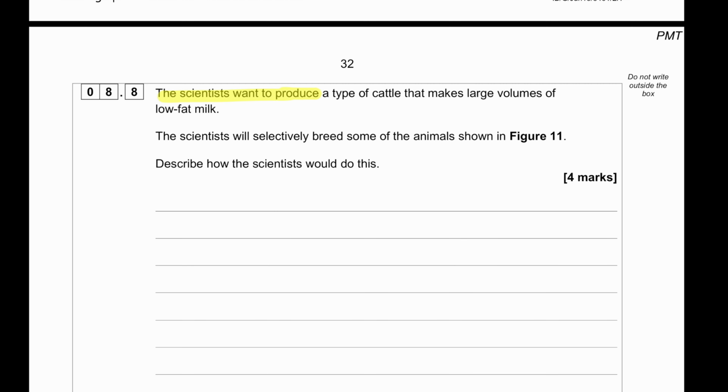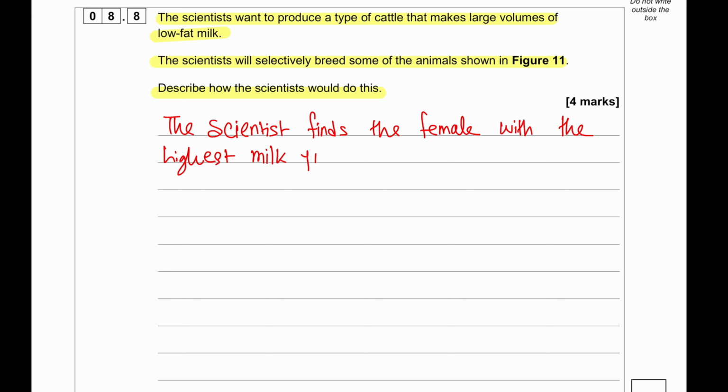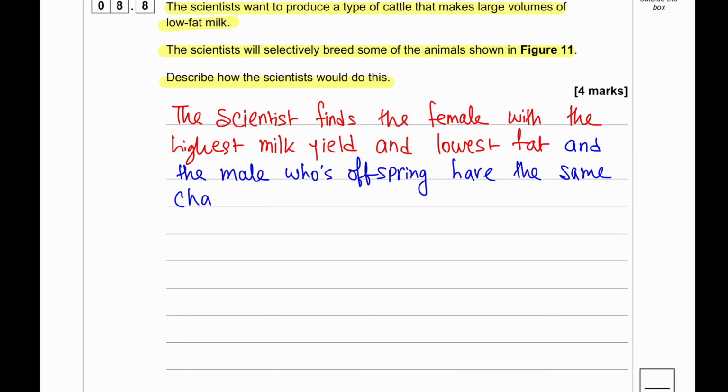The scientists want to produce a type of cattle that makes large volumes of low-fat milk. The scientist will selectively breed some of the animals shown in figure 11. Describe how the scientist would do this. In order to do selective breeding to produce low-fat milk, the scientist would find the female with the highest yield of milk and lowest fat production. And since milk production is a sex-limited trait, the scientist will also take a male whose offspring have the highest milk yield but low fat production, so have the same characteristics.